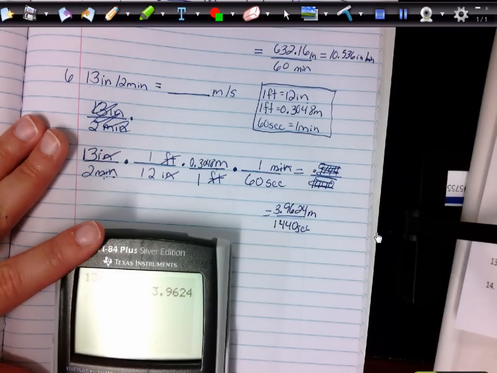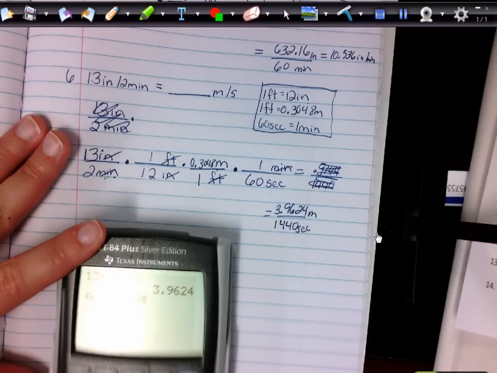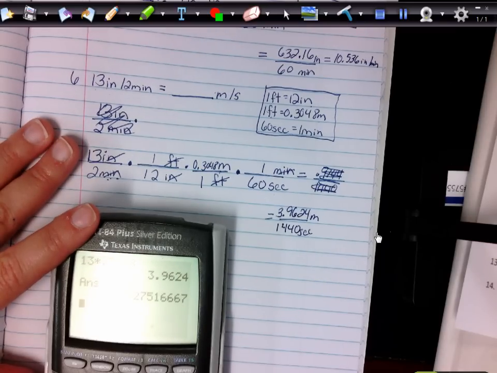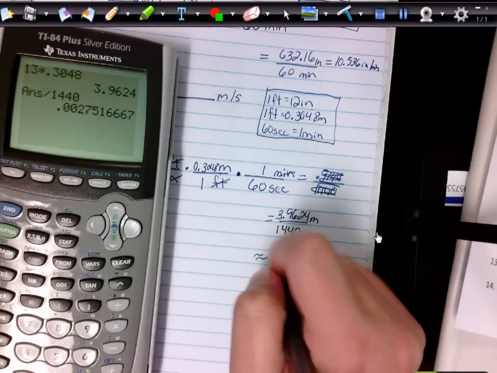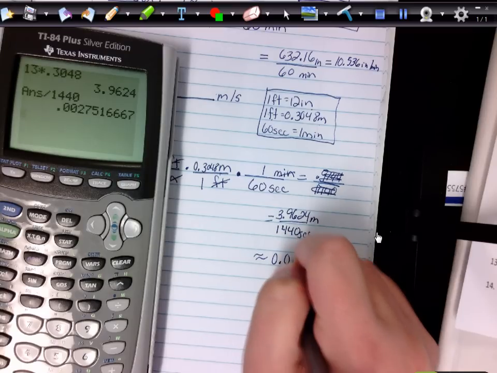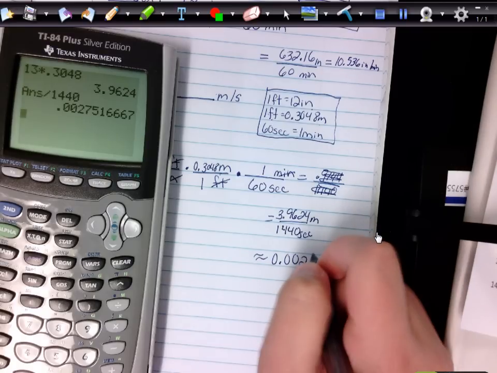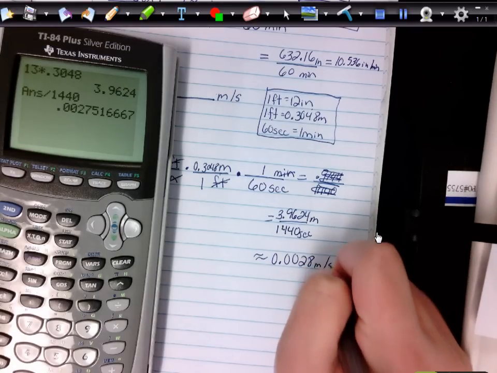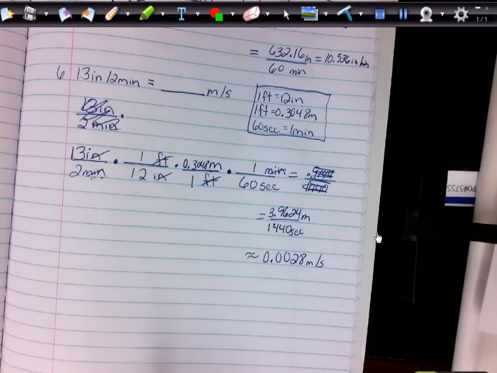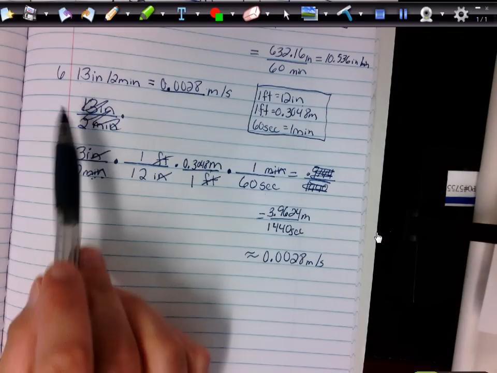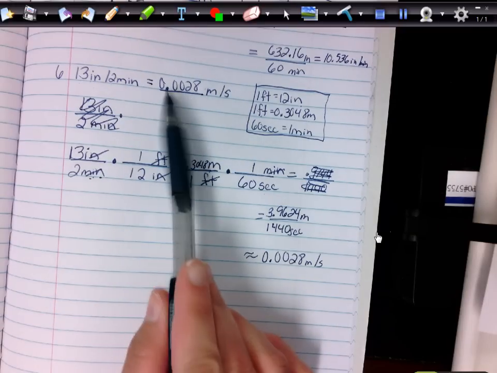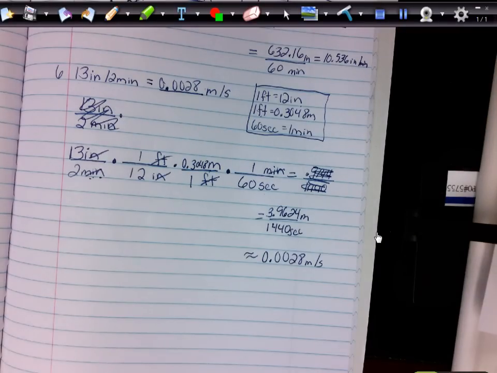So now I'm going to divide. I'm going to say that this is approximately 0.002, and we're going to round that 7 to an 8 and say meters per second. Now I'm going to go back up to my blank up here, and I'm going to put 0.0028. So 13 inches in 2 minutes is the same thing as 0.0028 meters per second. Please make sure that you have all of that written down before you move on.